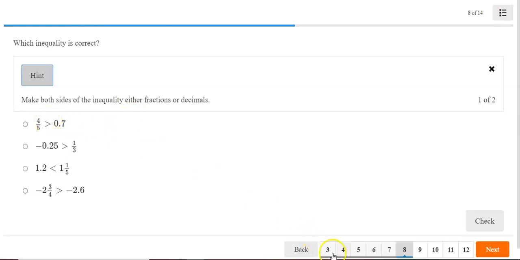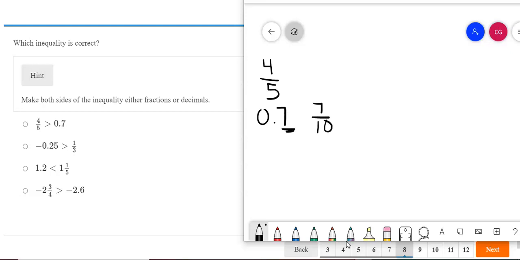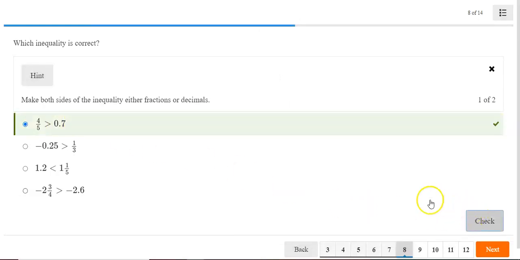Let's take a look at the first one then. So I have 4/5 and 0.7. The 7 is in the tenths place, so we're going to rewrite that as 7/10. I need the same denominator now, so I'm going to multiply my 5 by 2, and we get 8/10. It is saying 8/10 is greater than 7/10, and that is correct. I like it when it's the first one.